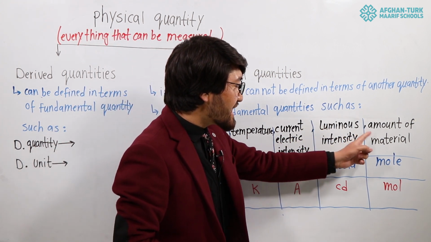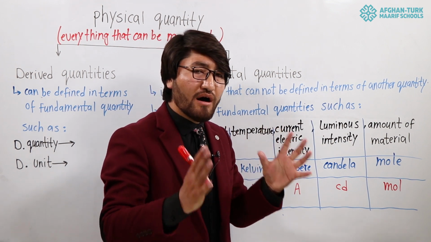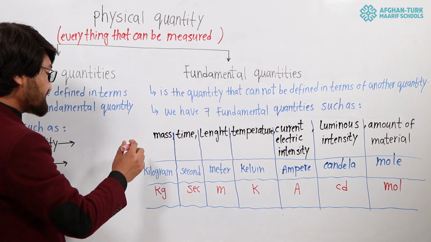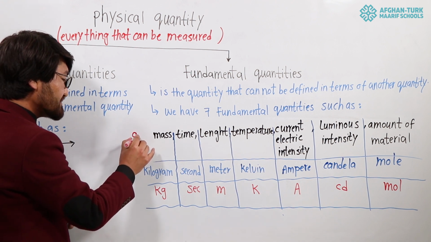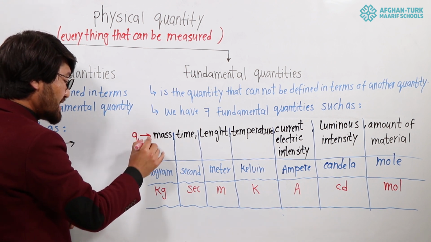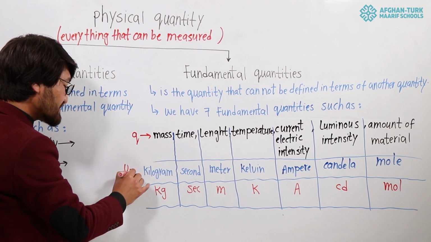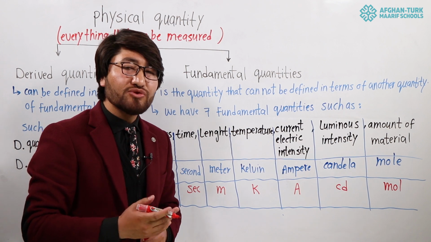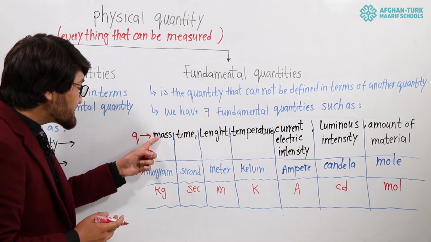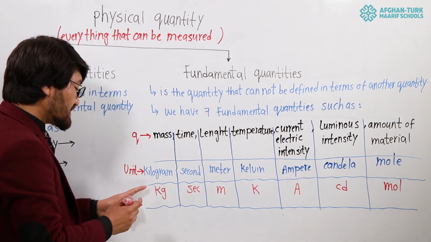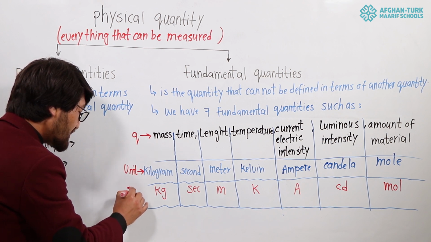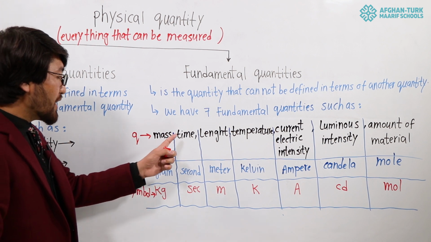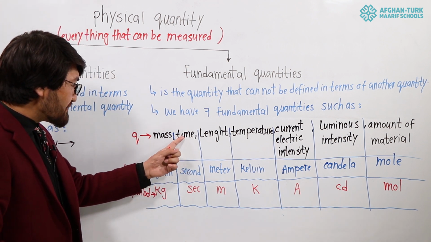luminous intensity, amount of material. They are all fundamental quantities. This is quantity, and this is what? Units. When we measure quantity, we need units. What is the unit of mass? Kilogram. What is the symbol of kilogram? Kg. Here we have time.